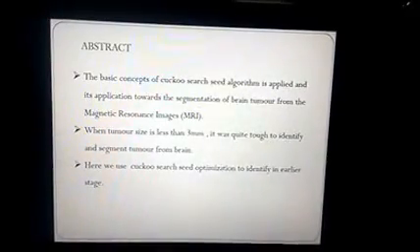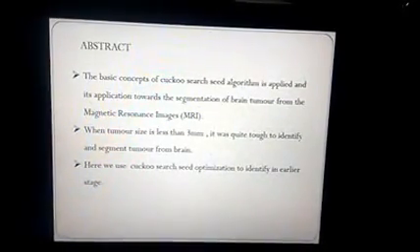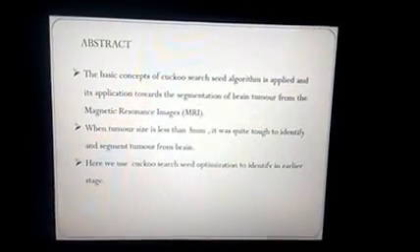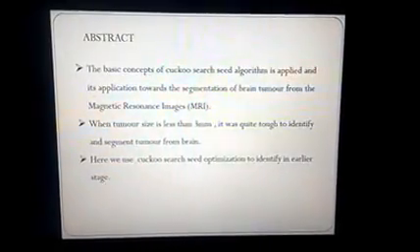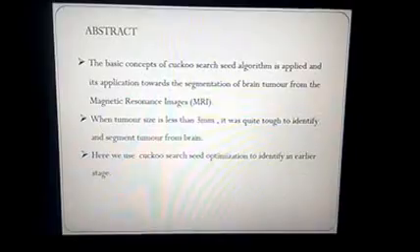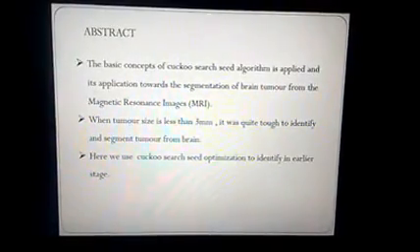When the tumor size is less than 3 mm, it is quite tough to identify and segment the tumor from the brain. So we use cuckoo search optimization to identify it at an early stage. The brain is a quite complex section of the human body where tumor cells cannot be easily found, because the intensity of brain tissue and sometimes edema occur in the same cells. So it makes the details quite tough to identify. So we go for an optimization technique called cuckoo search to identify it at an early stage.